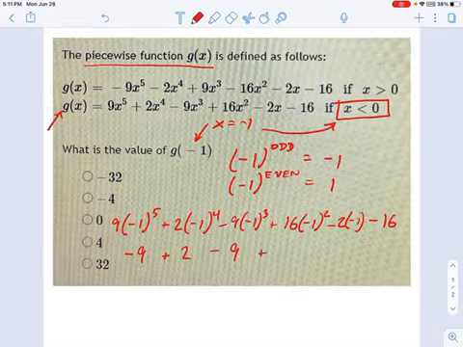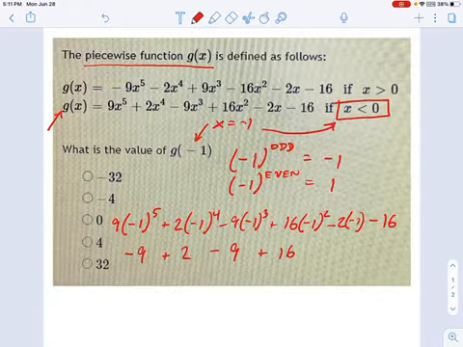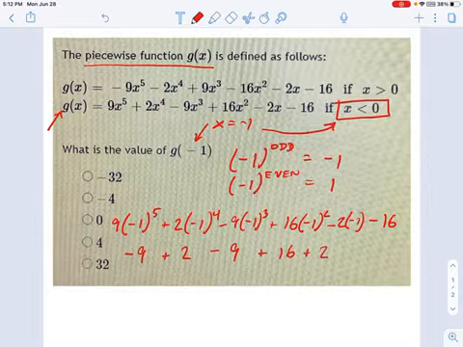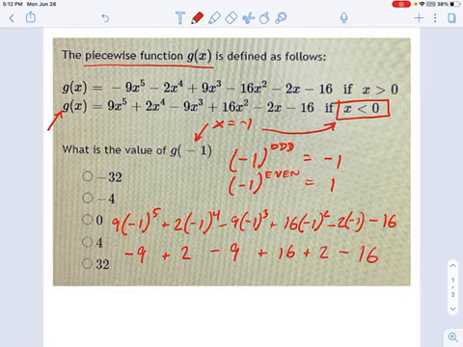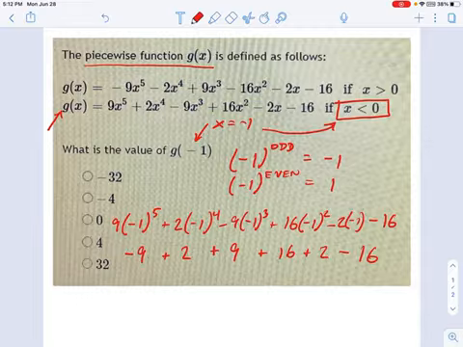9 plus 16 minus 2 times negative 1. So that's going to be plus 2. Careful of those negative signs. Okay, did I do that all right? Let's double check. Negative 9, positive 2. Yeah, look at this. I missed one. That should be plus 9, because it's negative 9 times a negative 1. That becomes a positive 9. Okay, plus 16, plus 2, minus 16.